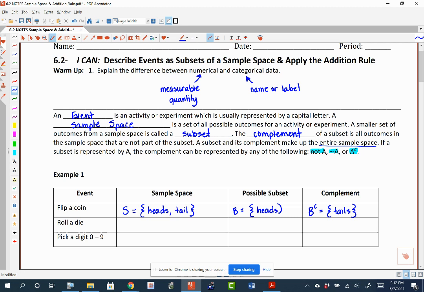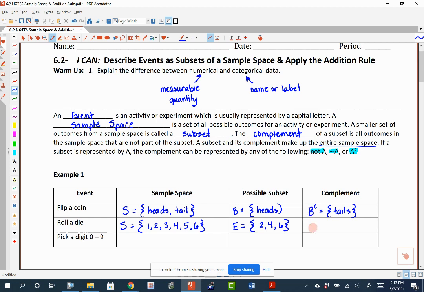The event is to roll a die. So my sample space, well, a normal die would have 6 different sides to it. So we'll just use that one. I know there are other dice, but we'll just use that one. So let's think about a possible subset. What if I just wanted to look at the even numbers on my die? So 2, 4, and 6. Here's a possible subset. A subset is just a smaller sample of my sample space.